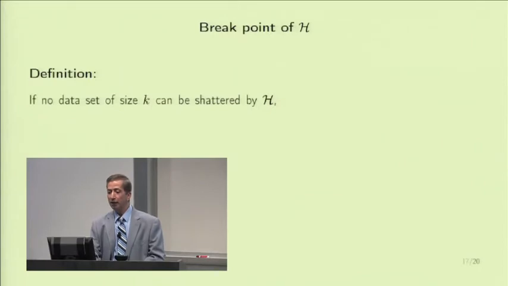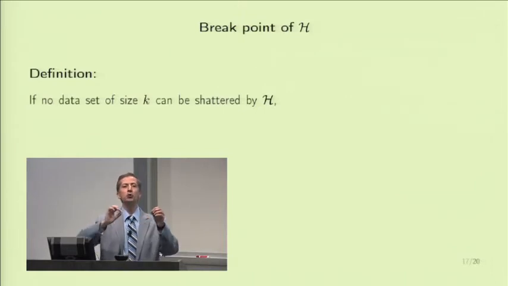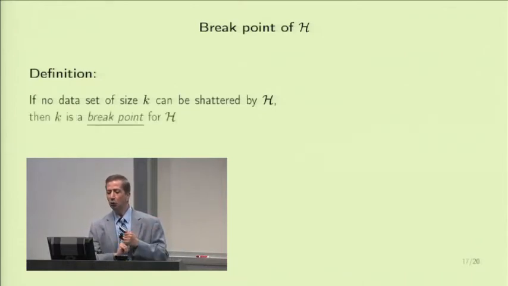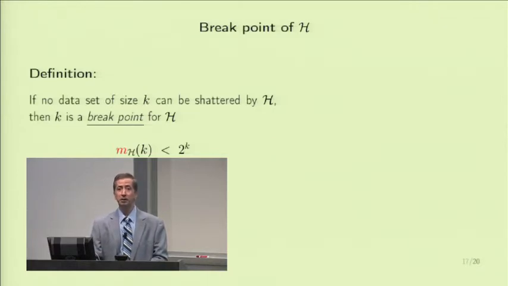So if no data set of size k can be shattered by H, that is, if there is no choice of k points on which you are able to generate all possible dichotomies, then you call k a breakpoint for H. That's what it means. You can shatter fewer than 2 to the k, which are all the possibilities for k data points. So for the 2D perceptron, can you think of what the breakpoint is?